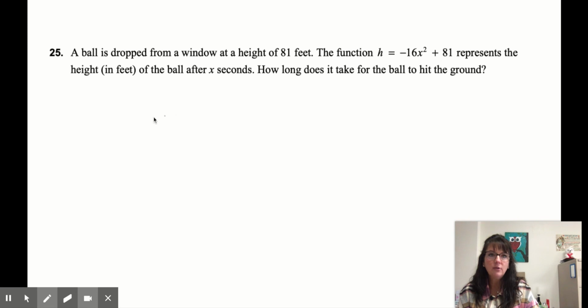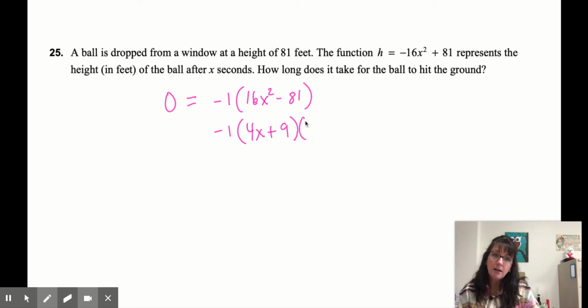Let's do this. We've got to factor out a -1. So 0, right? When it hits the ground, it'll be at 0. If I factor out a -1, I get 16x squared minus 81. So that I have a difference of 2 squares. I have 4x plus 9 and 4x minus 9.